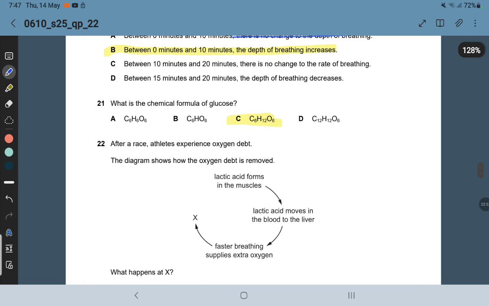What is the formula of glucose? This is very basic and very simple, and it's not good to be mistaken in this question. It's memorization. So the answer here is C.